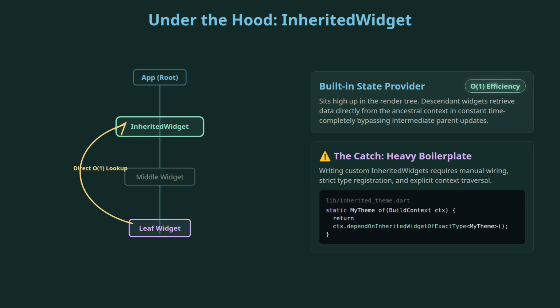But here is the catch. Writing a custom InheritedWidget requires a mountain of tedious boilerplate code. You have to override updateShouldNotify, manage state lifecycle manually, and handle notifier registrations yourself. It is incredibly powerful under the hood, but it is a massive chore to write and maintain every single time you add a new feature.